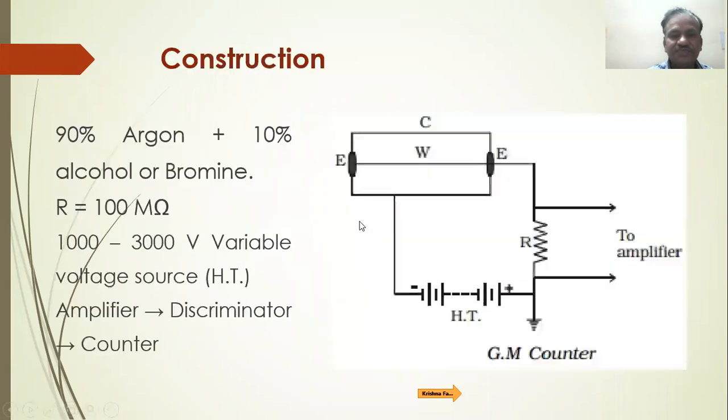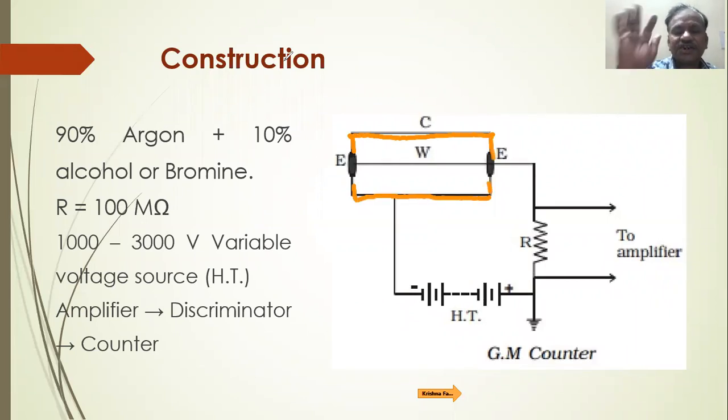Now, this is the construction of the GM tube. Students, you see here, this is the cylinder, a metallic cylinder. This cylinder is filled with 90% argon gas and 10% of an alcohol compound, either methyl alcohol or ethyl alcohol, or sometimes it is filled with bromine.